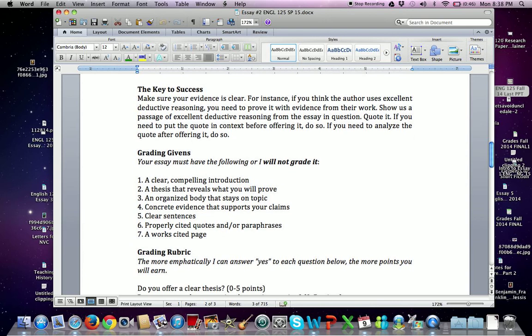Show me passages of excellent deductive reasoning, if that's what your author uses to develop her point or his point. Show that to me. Pull it from the text. Give me evidence. Quote it. If you need to put the quote in context before offering it, do so. If you need to analyze the quote after offering the quote, do so. The more evidence from the book you have that is clear and concrete and supports your claims soundly, the better your essay will be.